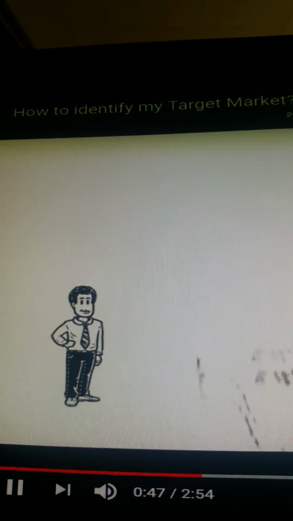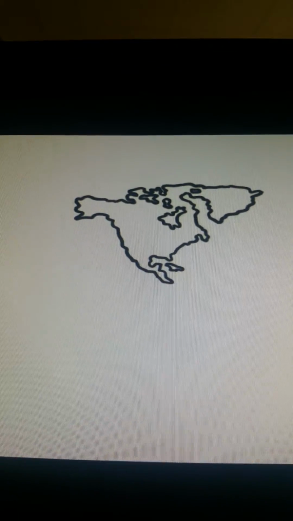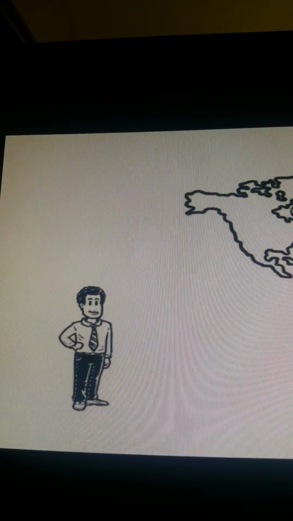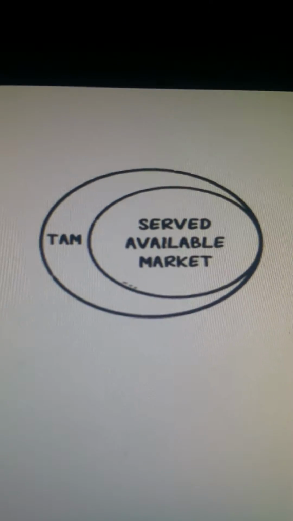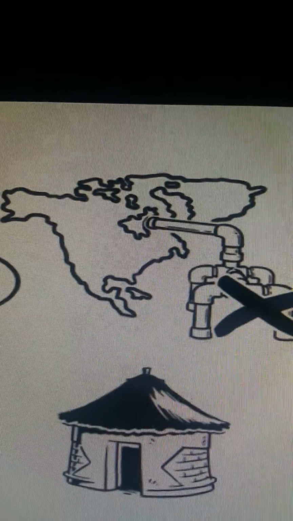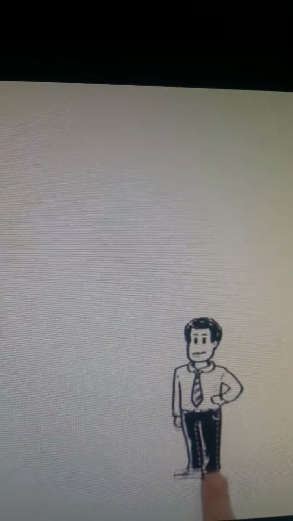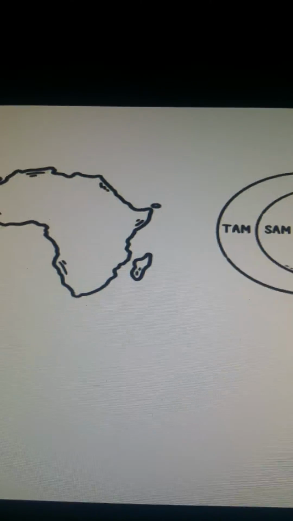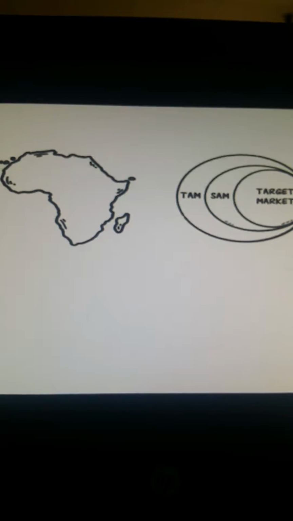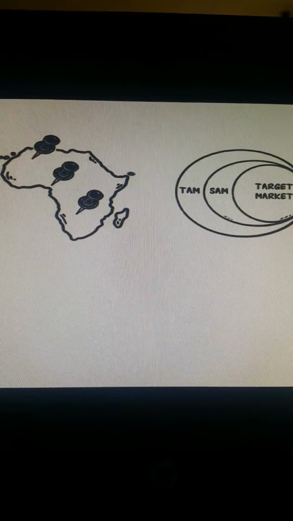Ayo knows that places like the United States don't need water treatment technology. He needs to find out which market he can really serve, his served available market. He needs to ask himself some questions, like, can he realistically supply villages in other continents with his service? Are there competitors, and will there be language barriers? As a result, Ayo may realize that his target market is only within Africa, but even a continent might be too big. He still needs to decide on a specific target market.